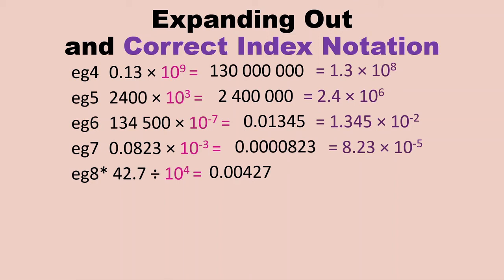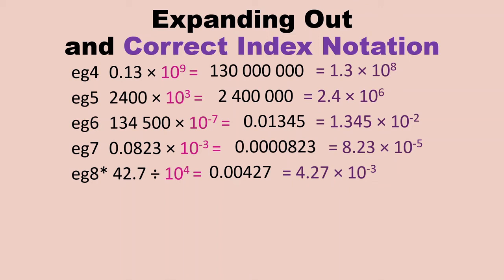And I need to move that decimal how many places? 1, 2, 3 places, making this value smaller. I'm moving the digits 3 place values down. So I'll multiply by 10 to the power of negative 3.